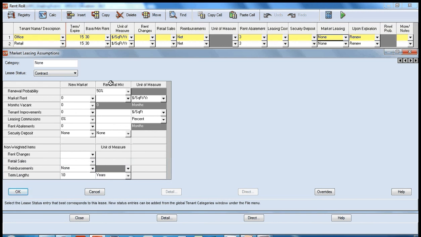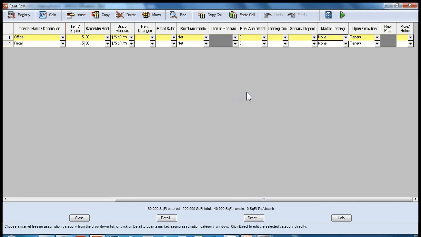Alternatively, you can look at the renewal market, set the renewal probability of a tenant renewing their lease, and if they do renew, what the market rent will be. If they're renewing, they won't have any months vacant, but you can set different tenant improvement, leasing commissions, etc.